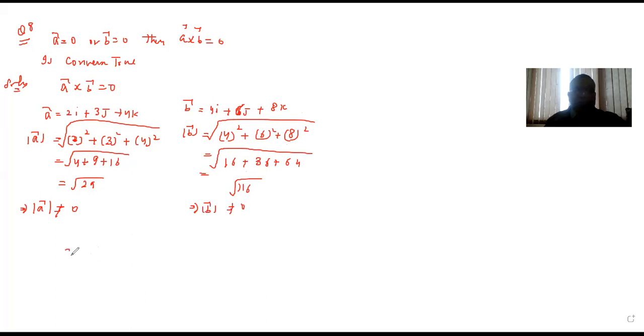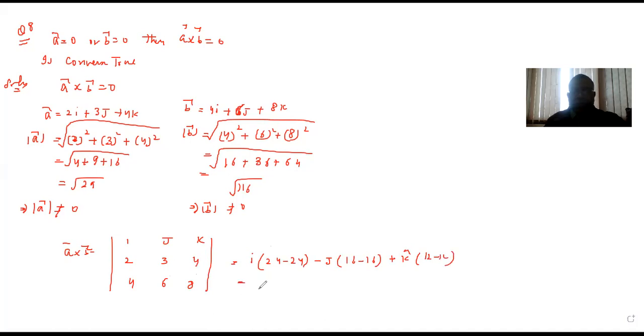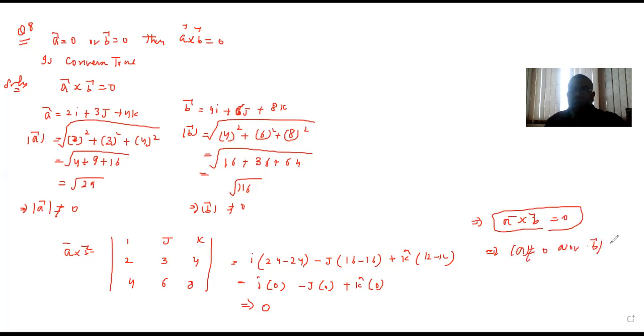Now check A cross B. This is i, j, k; the A components are 2, 3, 4; the B components are 4, 6, 8. Now, A cross B is equal to i (24 minus 24), minus j (16 minus 16), plus k (12 minus 12). So which is i 0, j 0, k 0, which implies it is 0. So A cross B is equal to 0, which implies neither A is 0 nor B is 0, but still A cross B is equal to 0. So you have to remember this example. Clear? It can be asked in the paper.